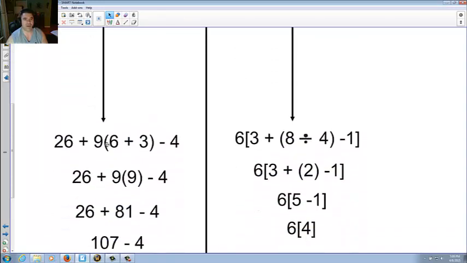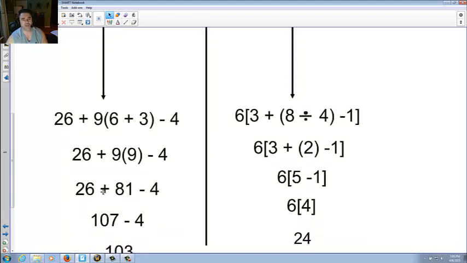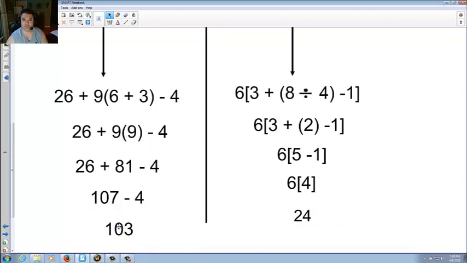Dropping down, you have 26 plus 9 times 6 plus 3 minus 4. These two combine to make a 9. 9 times 9 is 81. 26 plus 81 is 107, and then 107 minus 4 is 103.